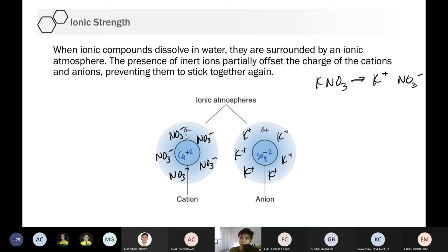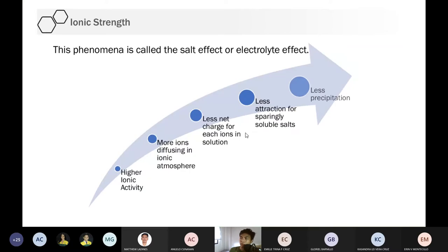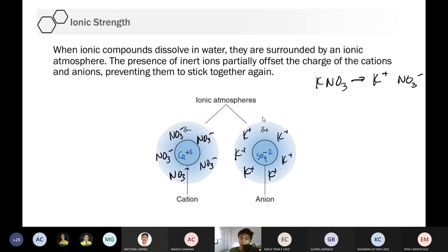Bakit? Attracted na sila sa others eh. Si calcium, meron na siyang nitrate. Si sulfate, meron na siyang potassium. So, ibig sabihin nun, hindi na necessary para sila ay magbalikan. No? So, finally, we will have less precipitation. Okay? So, this phenomena is called the salt effect, electrolyte effect, or diverse ion effect. No? So this tells us that diverse ions can actually change the equilibrium system as they flood the ionic atmosphere of your original substances. Okay. So nagbabago yung equilibrium talaga kahit wala sila sa equilibrium equation. Okay? So yun yung pinaka-general idea of our discussion today.